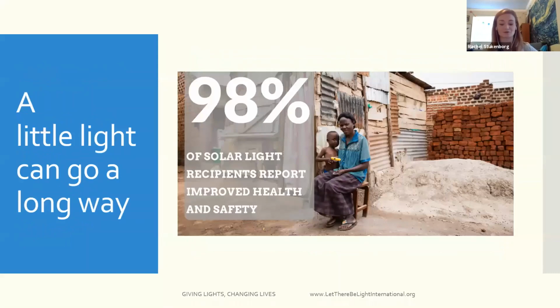And a little light can really go a long way. The solar lights that Let There Be Light International donates are highly successful in alleviating the problems associated with kerosene use for lighting. 98% of recipients report improved health and safety. 100% of recipients use their solar light for schoolwork, reading, and chores. 93% of solar lights are still in use after 1 year. 87% report improved respiratory and eye health. And 74% no longer spend any money on fuel for lighting and are instead spending the savings on school fees, medicine, and basic necessities.